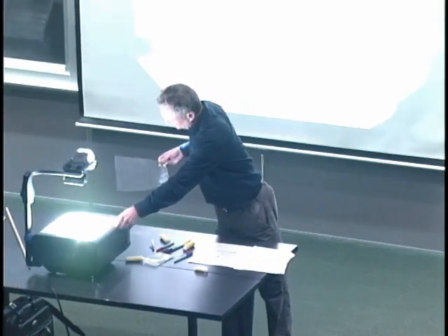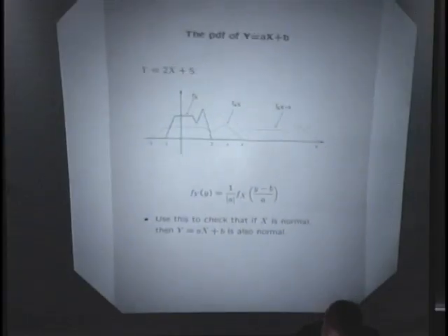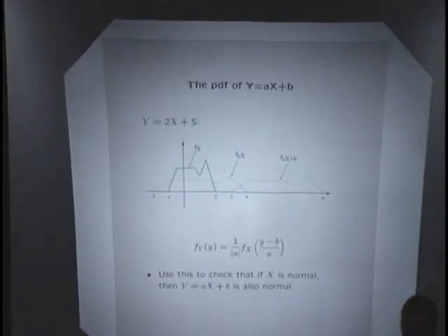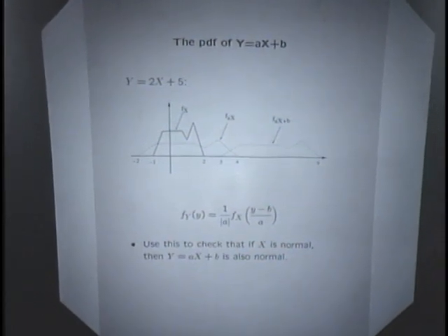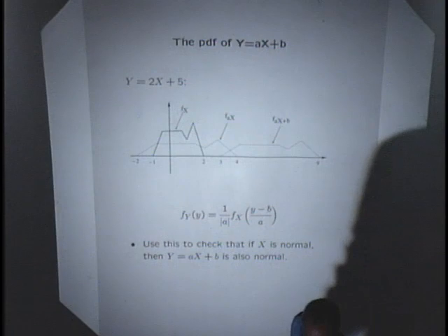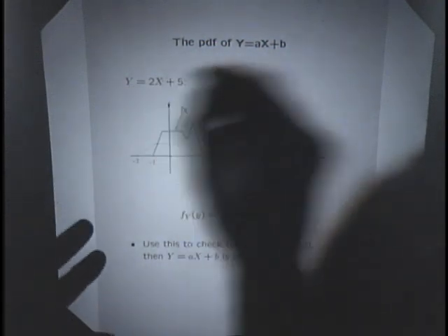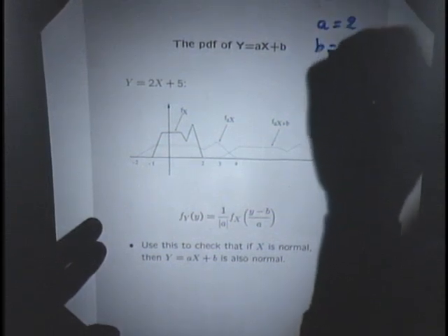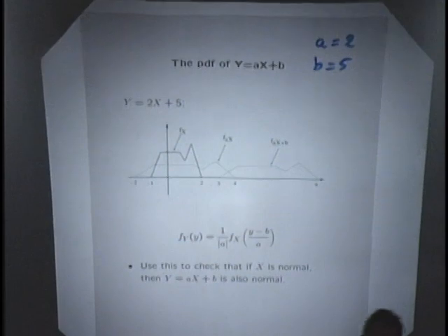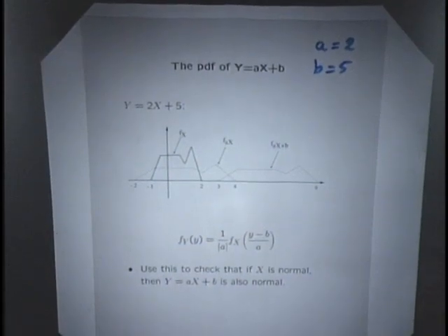Finally, let's look at a very useful one, which is the case where we take a linear function of a random variable. So x is a random variable with given distribution, and we consider a linear function. So in this particular instance, we take a to be equal to 2 and b equal to 5. And let us first argue just by picture.